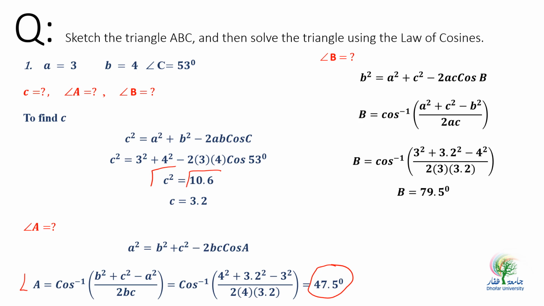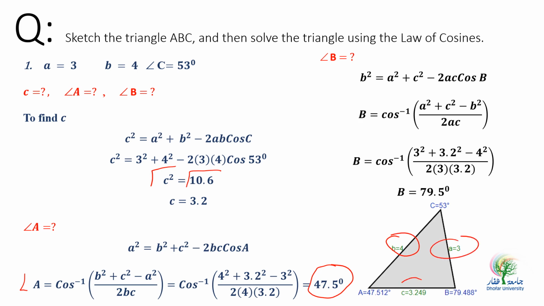So the triangle we can sketch like this, where b is this, a is this, and c is this. Also the angles are given.